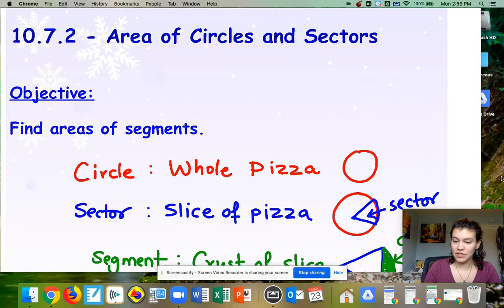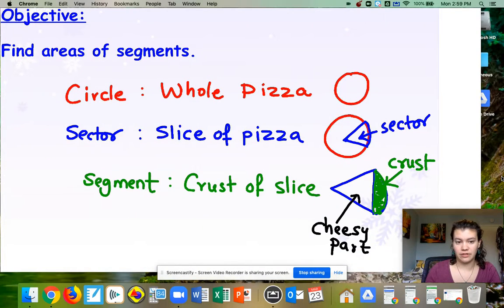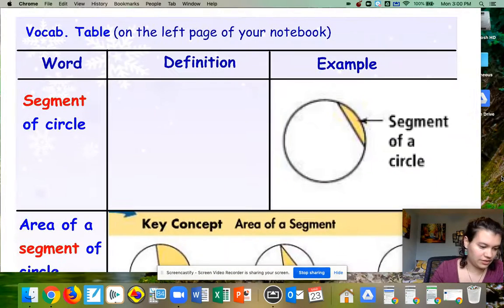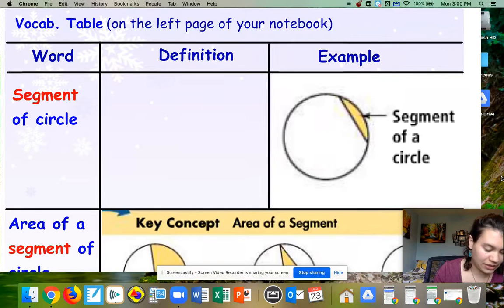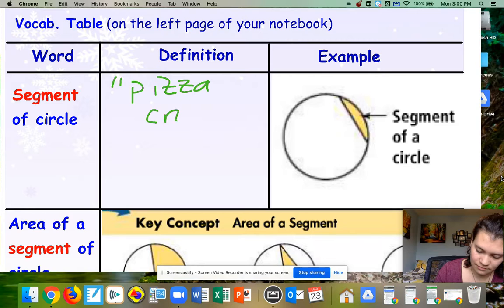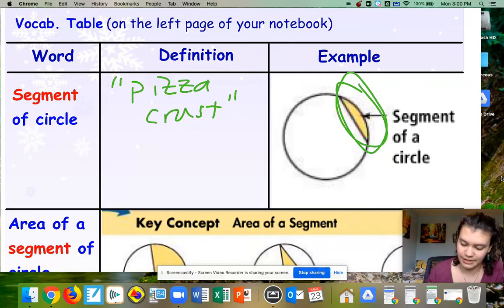All right, so today we are doing 10.7.2, which is the area of circles and sectors. Note before we start, the circle is going to be your whole circle, obviously. So this whole thing. And then a sector is going to be a chunk. You can think of it as like a slice of pizza. And then a segment is a little crust of the pizza. So if we go to the definition here, this would be your pizza crust. So it's this chunk right here.